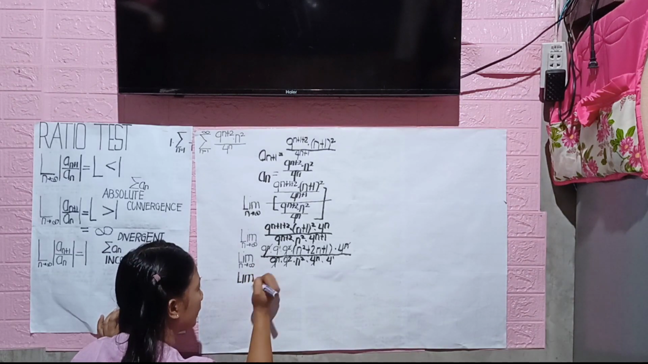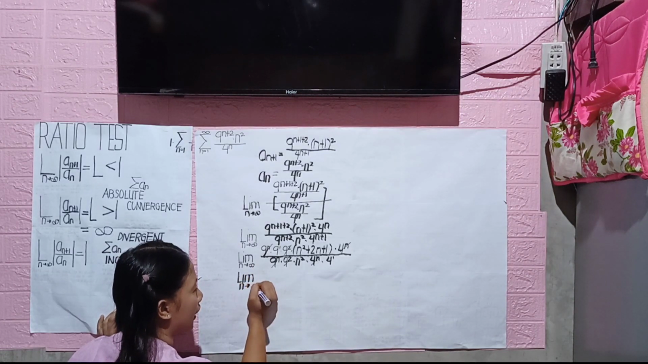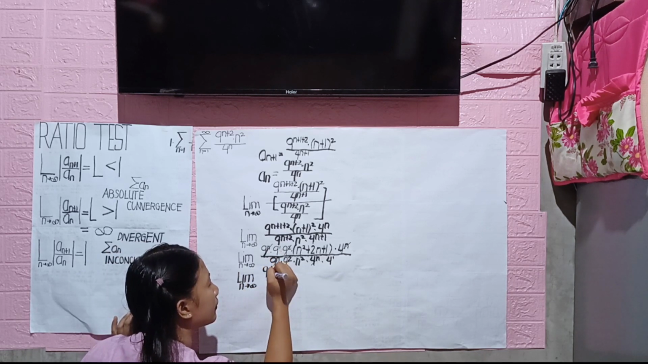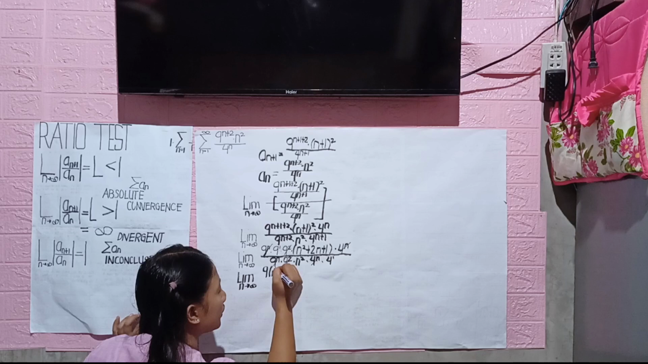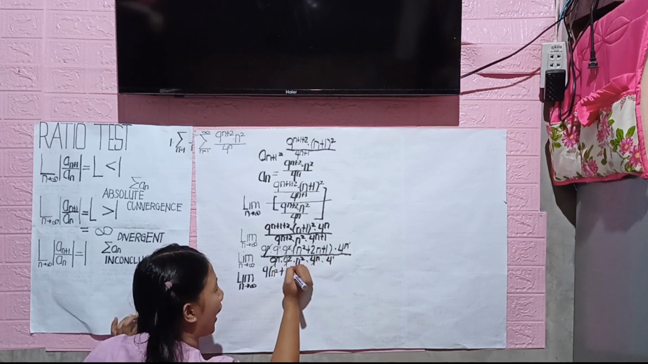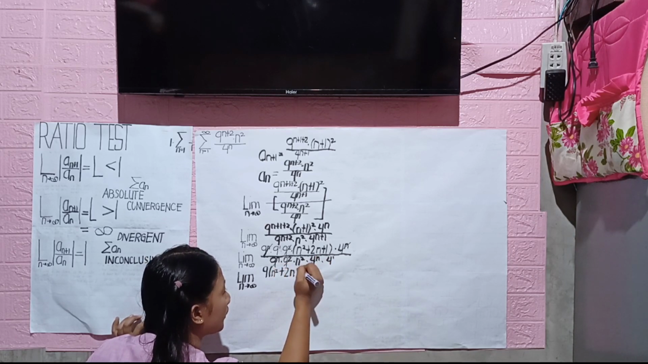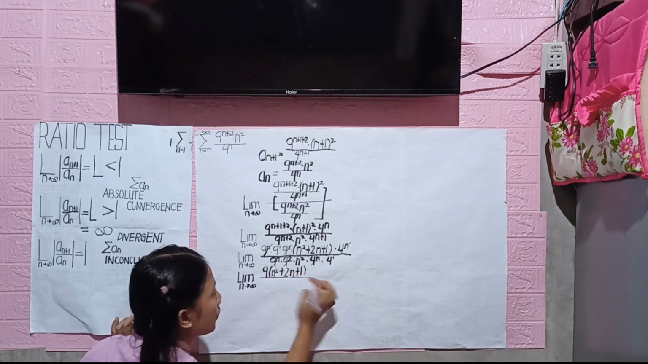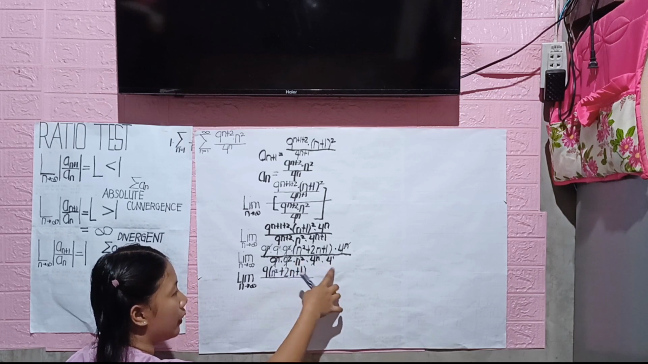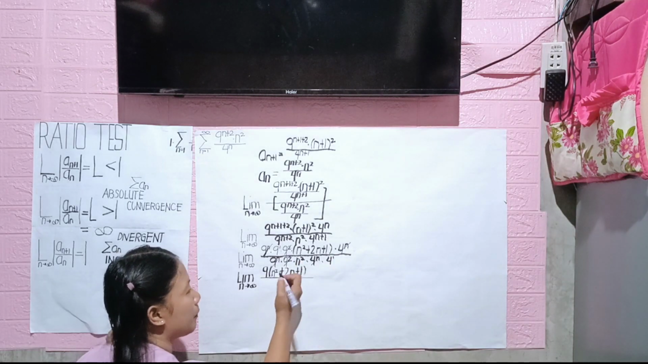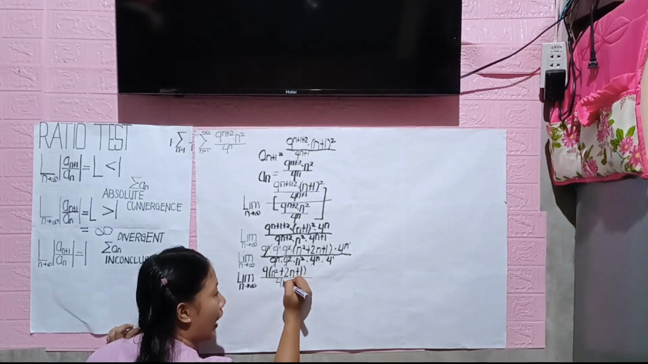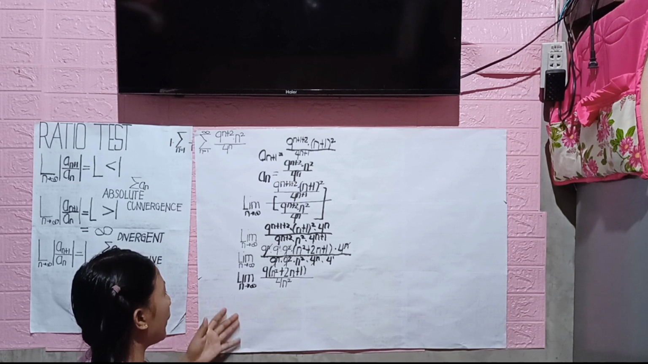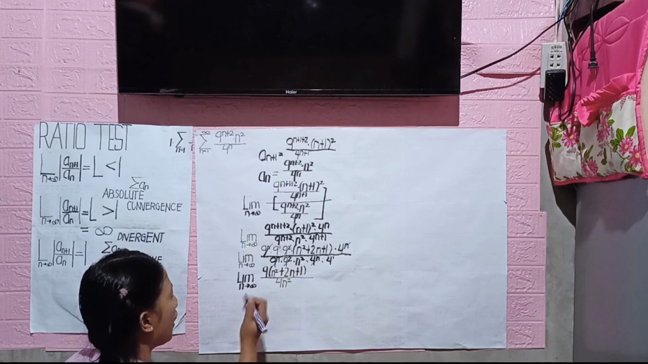So limit n goes to infinity. So 9 times n squared plus 2n plus 1 divided by, so n squared and 4. So it will become 4n squared. So now we are going to solve this first.